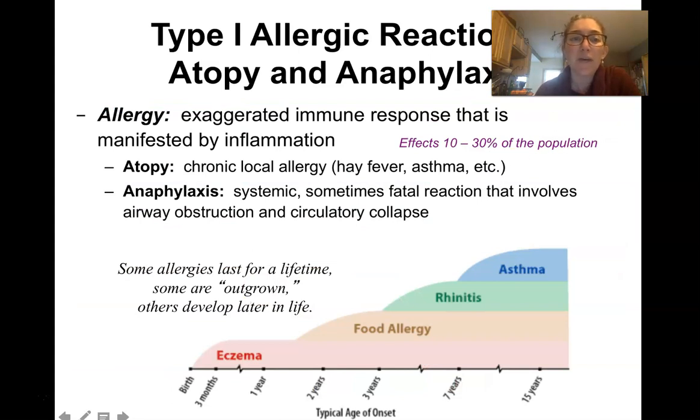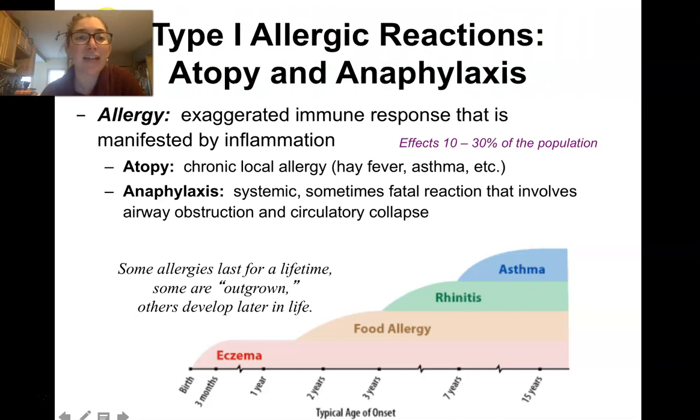Alrighty, so type 1 allergic reactions we'll spend the most time on. The type 1 hypersensitivities are what we classically know as allergies or allergic reactions. And an allergy is an overreactive or oversensitive response of the immune system to something that it recognizes as foreign, and even though it's harmless, it recognizes it as harmful and starts trying to attack it.